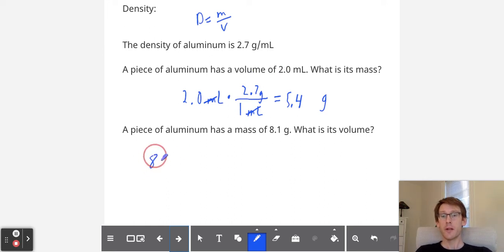I can also start from mass and go to volume similarly, but by flipping the conversion factor. I put the milliliters on the top, I put the 2.7 grams on the bottom, the grams cancel, and I end up with 3.0 milliliters as the volume of the sample.